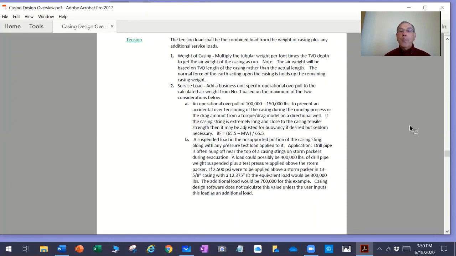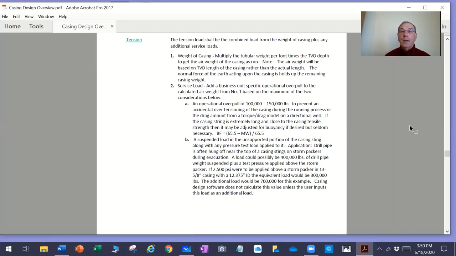A is any operational overpull. It's pretty typical that you would calculate, number 1, the air weight of the casing, and then you would also come up with a service load, number 2, where you may use a number like 100 to 150,000 pounds overpull. It's going to be some number based on your area of operations to make sure you don't accidentally over tension the pipe during the process of running it and putting the slips in and doing all the things that you normally do.